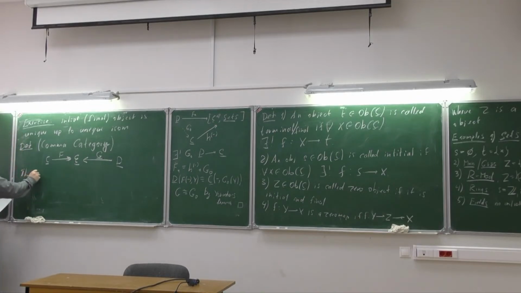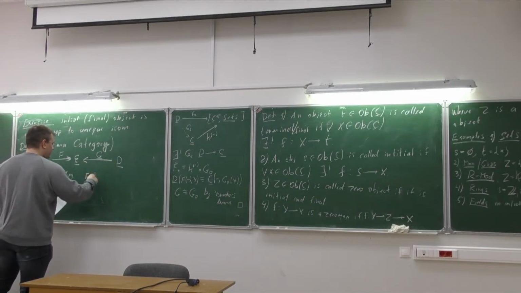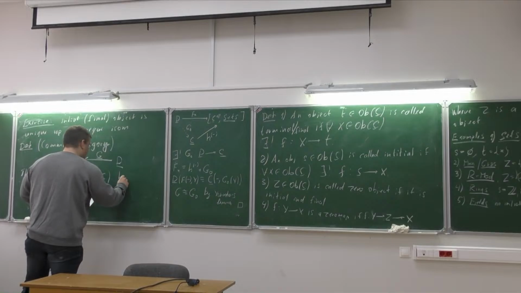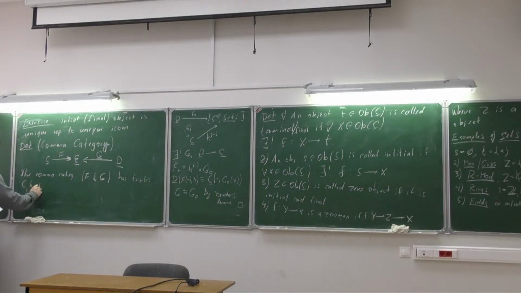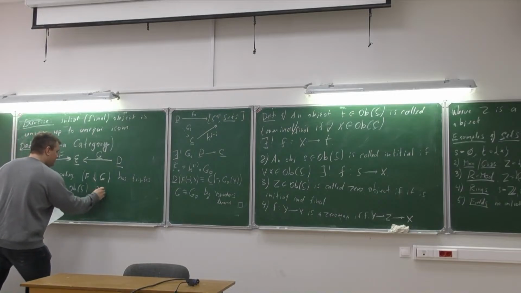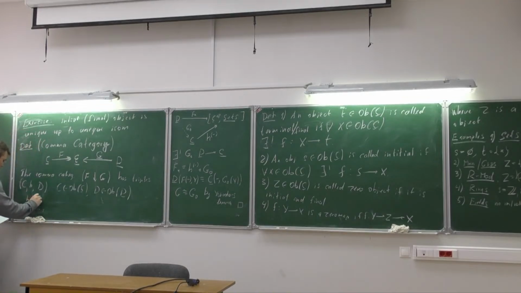So the comma category, notation is F with the down arrow G, has triples (C, H, D), where C is an object in the category C, D is of course an object in the category D, and H is a map in the category E from F(C) to G(D). So these are the objects.